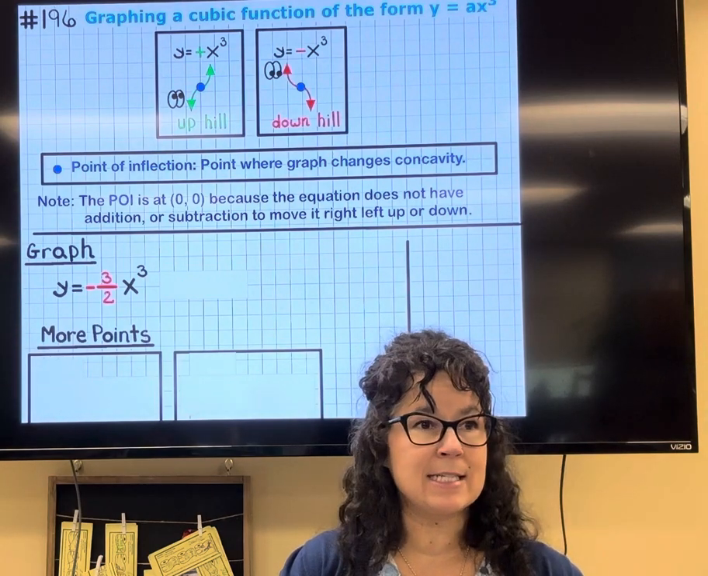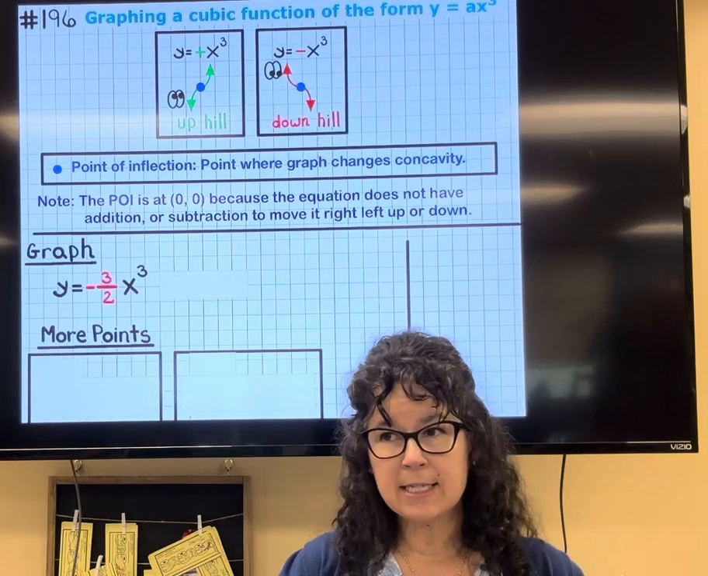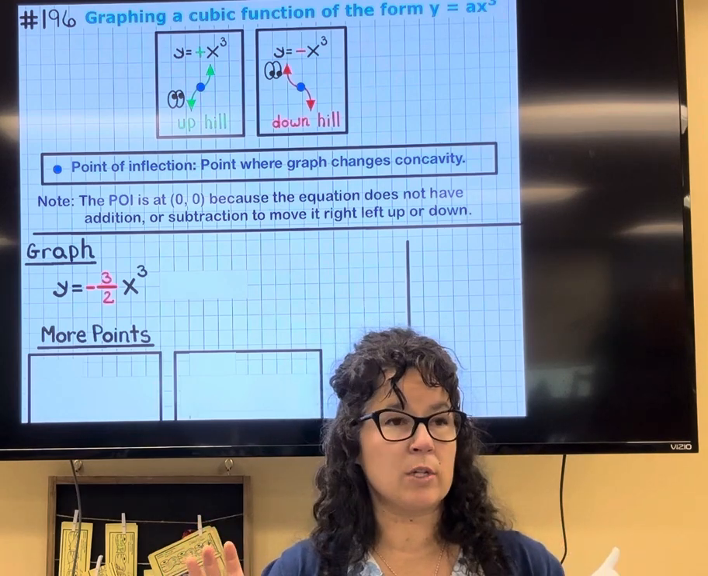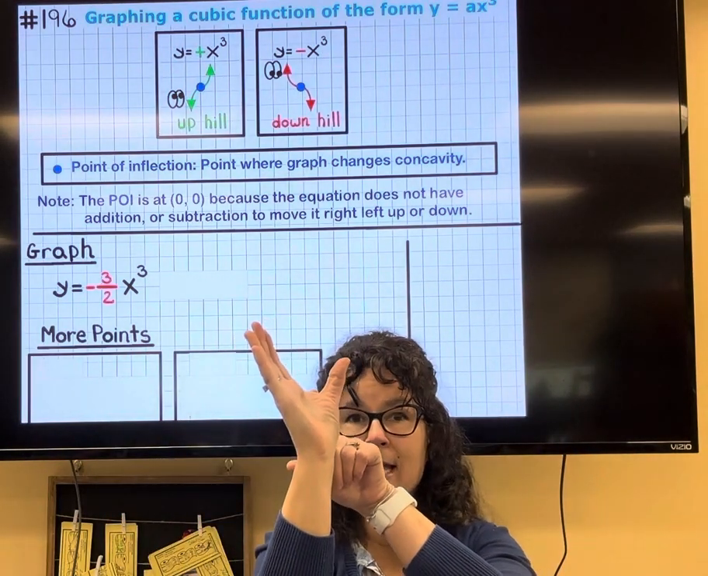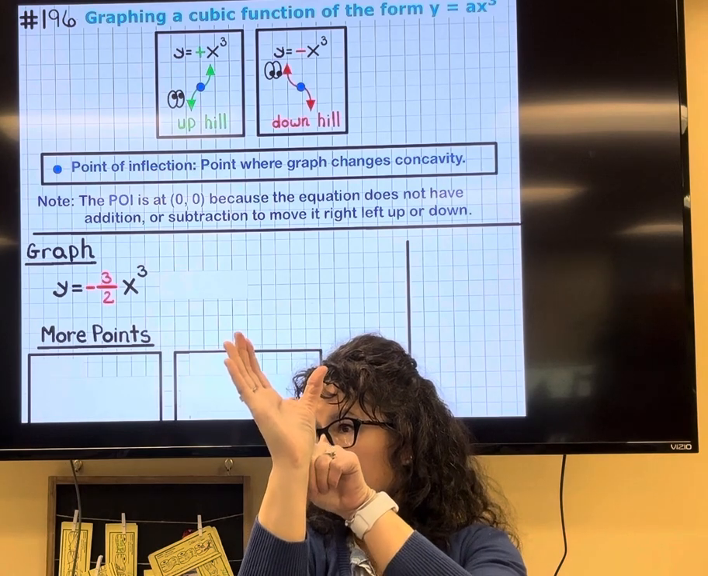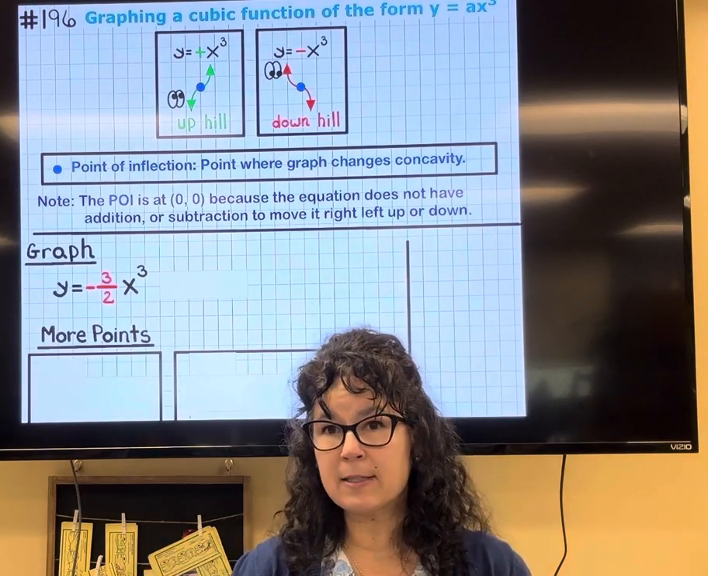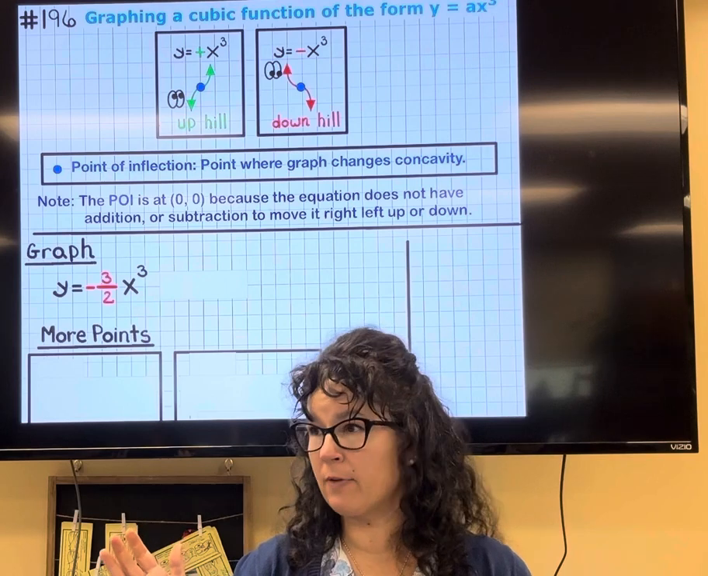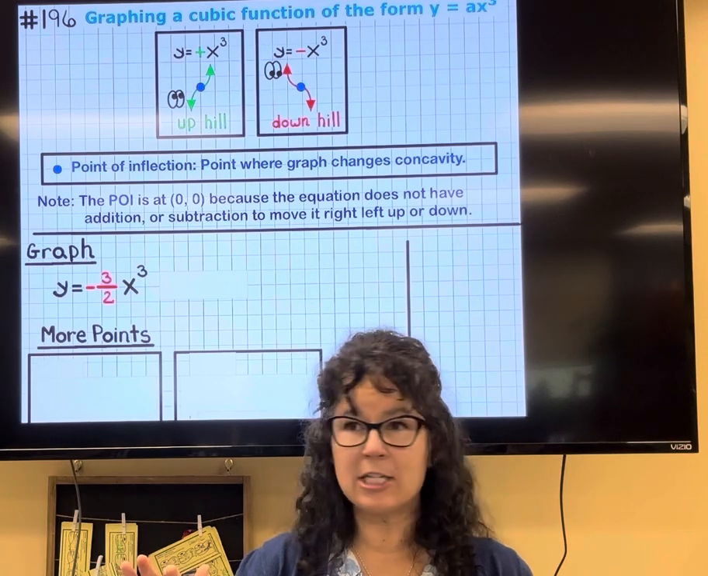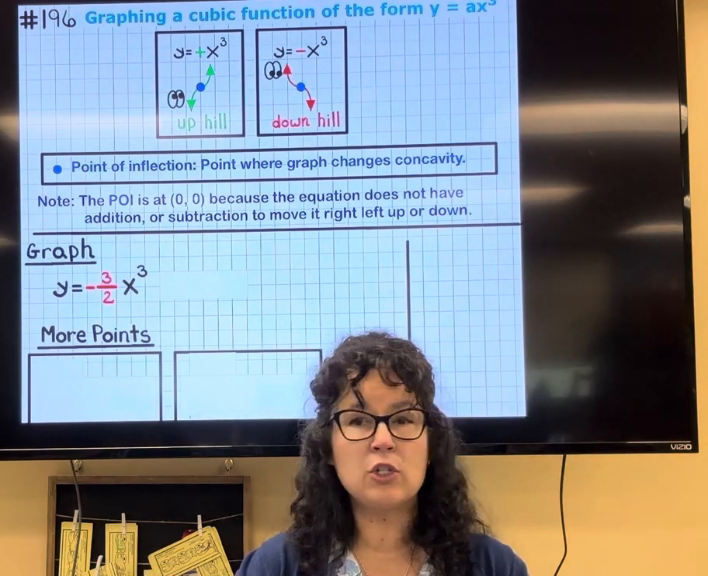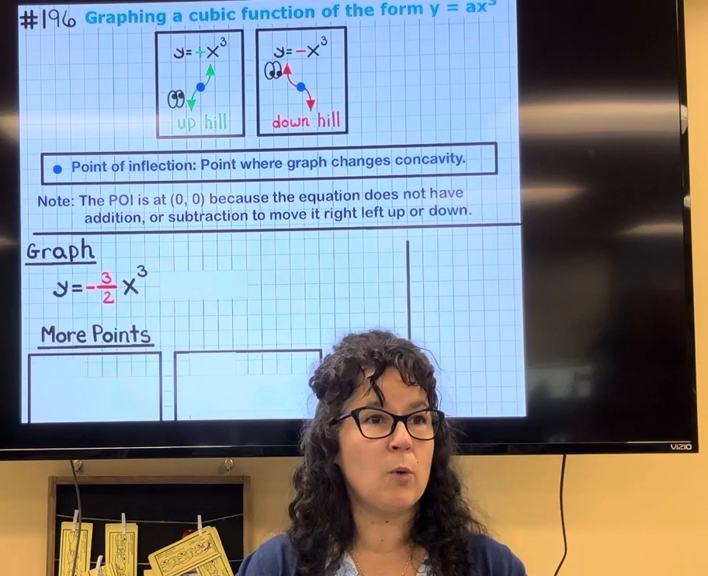The ones that we're going to look at today have not been shifted right, left, up, or down. And the reason I know that is because we don't see any addition or subtraction. When we had our parabolas, x squared, that vertex was going to be located at 0, 0 if we didn't see any addition or subtraction. And the same thing is true with these cubics: the important point known as the point of inflection is going to be located at 0, 0 if you don't see any addition or subtraction. So the first thing you want to do for these particular ones is plot a point at 0, 0 and know that there's your point of inflection.